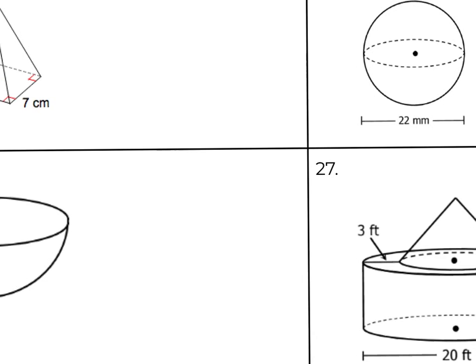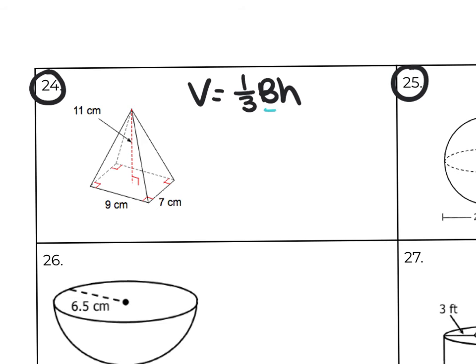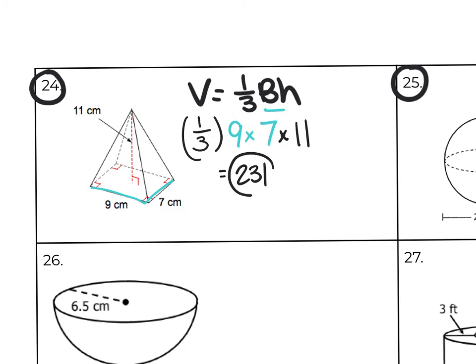This first one is a rectangular base pyramid. So I have my 1/3, and then for the base, remember in your calculator you can do 1 divided by 3 with parentheses to get that. Area of the base, I'm going to do 9 times 7, because it's a rectangle, those dimensions, and then the height of the pyramid is 11. Calculate that. It is 231.